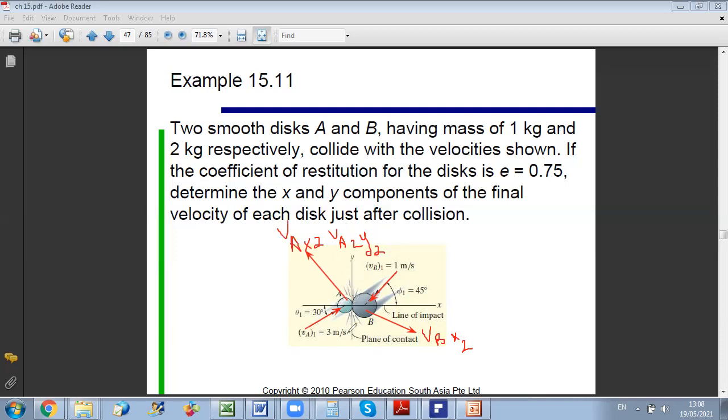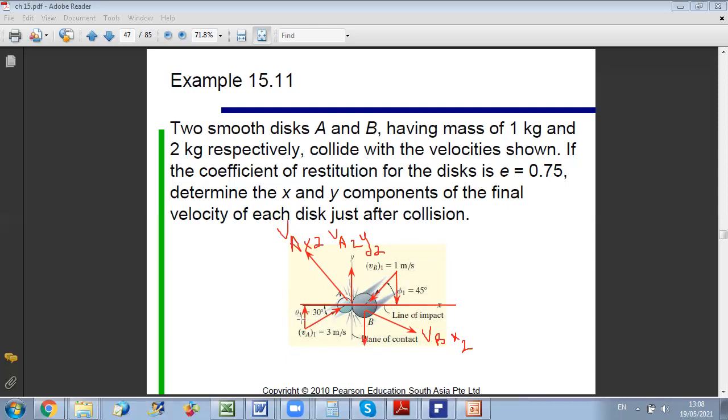Now for VAy2, we can be sure that it will be upward. Do you know why? Because, as we said before, the line of impact is the line along which the contact happens, along which the force between the two balls acts. Okay. Since in y there are no impulsive forces, the y components of velocity will remain the same. So VA1y is 3 sin 30, so VAy2 will remain 3 sin 30, upward. Okay. And likewise VB1y is minus 1 cosine 45, or sin 45, they are the same, so surely VB2y will be the same.